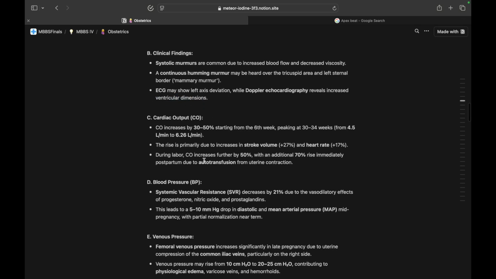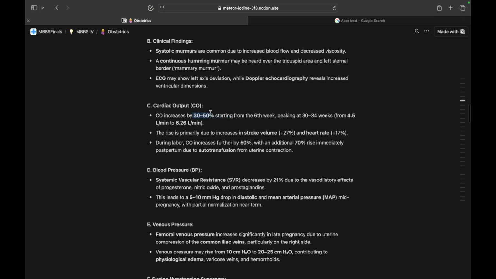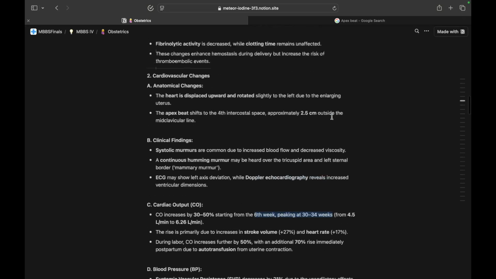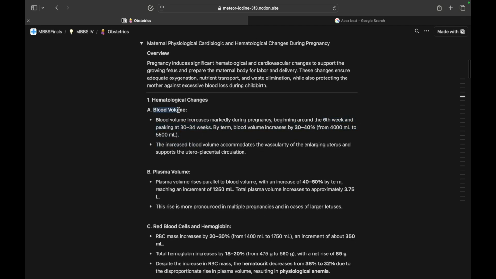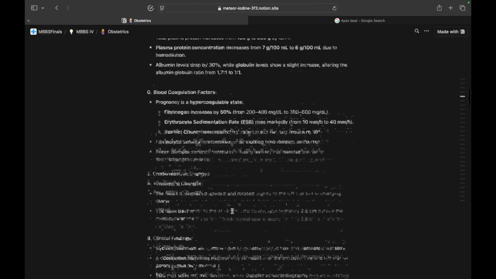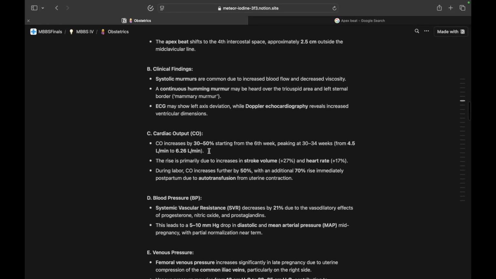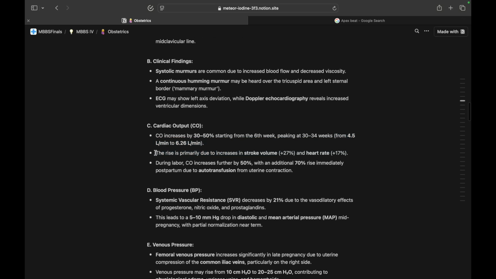Coming to cardiac output. Cardiac output increases by 30 to 50%, starting from the 4th to 6th week, peaking at about 30 to 34 weeks. Where else did we see this number? We saw this number here, starting from the 6th week, peaking at about 30 to 34 weeks, which is blood volume. So number 1 over there, here it is cardiac output, and the numbers 4.5 liters to 6.26. I am not particularly sure.